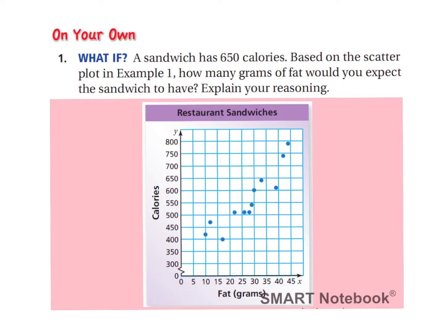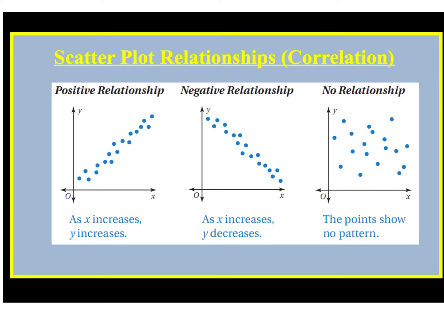So what about if we wanted to make a prediction? A sandwich has 650 calories, so that's this. Based on the scatter plot in example 1, which is the one we have here, how many grams of fat would you expect the sandwich to have? So this is where I want it to go. I would say it's going to be somewhere in between 30 and 35 grams of fat. We make a prediction using our scatter plot. So I want all of this into your notes as well. Pause the video, and if you can even draw the pictures, that would be great.